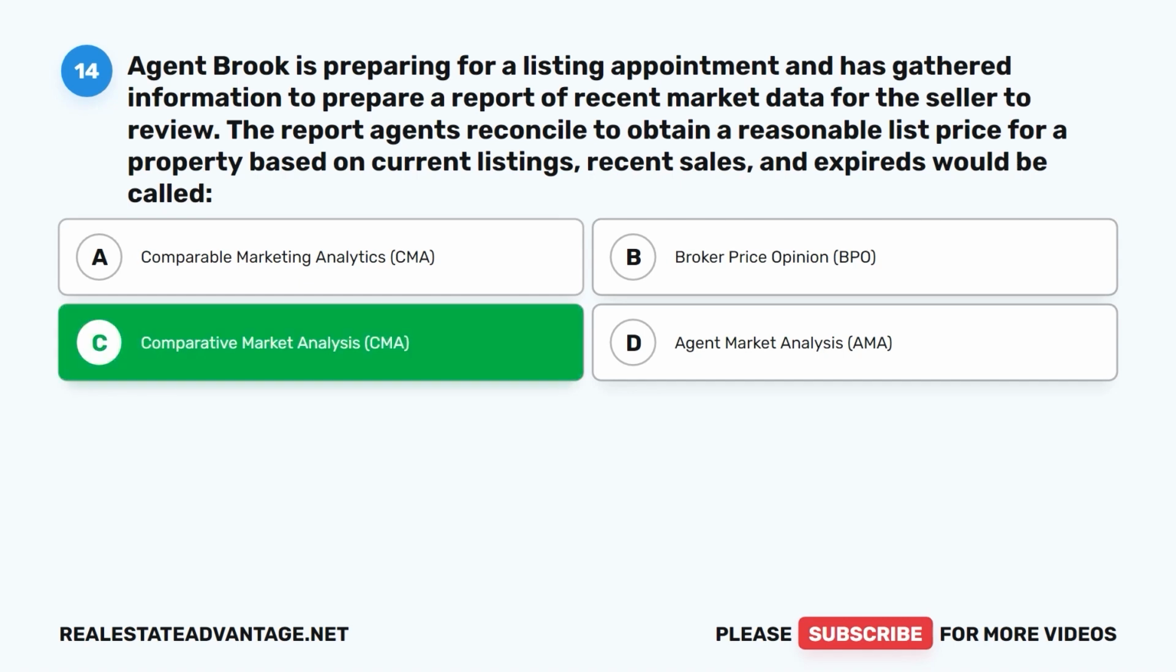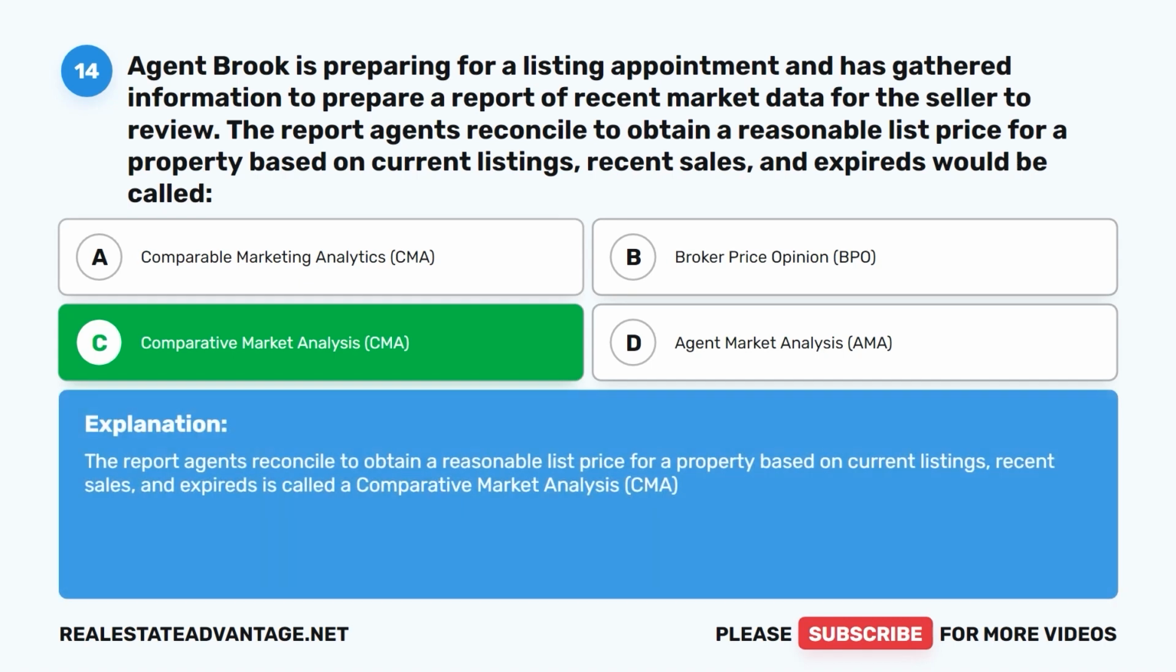The correct answer is C. Comparative Market Analysis, CMA. The report agents reconcile to obtain a reasonable list price for a property based on current listings, recent sales, and expireds is called a comparative market analysis, CMA.